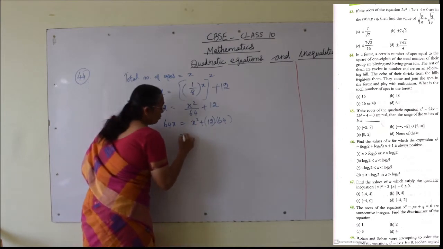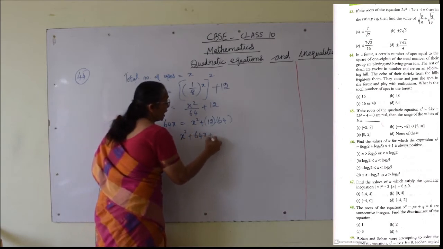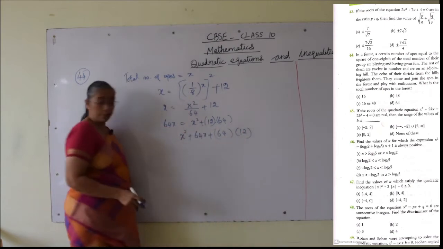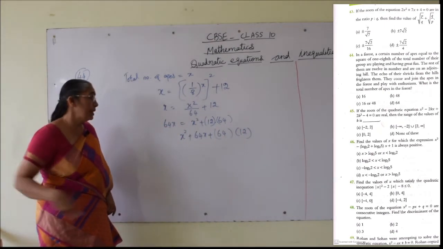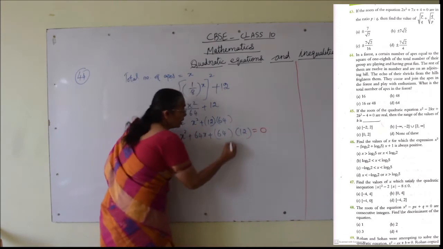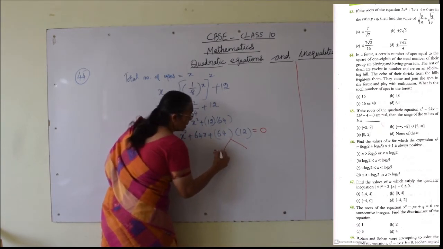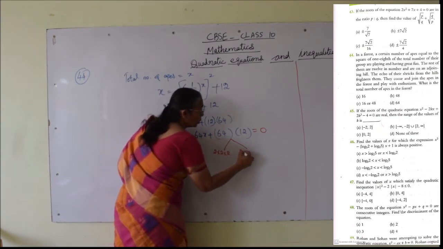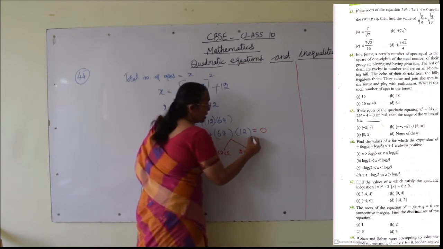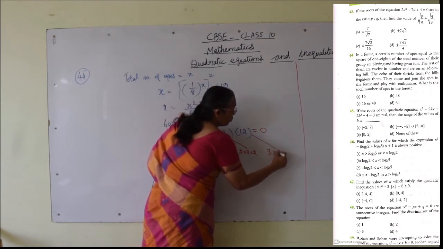So, first write it in the form of ax square plus bx plus c: x square plus 64x plus 64 into 12, equal to 0. We have to find factors of 64 into 12 to get the middle term as 64. Let me write 64 as 8 8s, and 8 can be written as 2 into 2 into 2. I again did prime factorization, and 12 can be written as 3 4s, so 3 times 2 into 2.